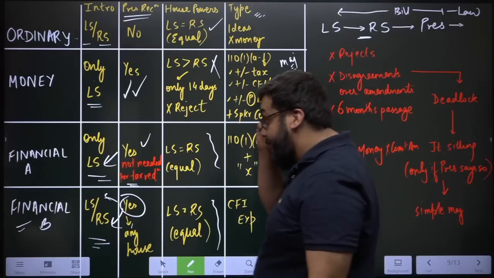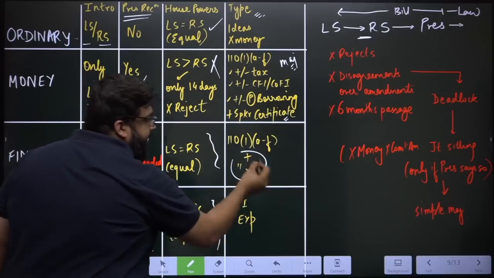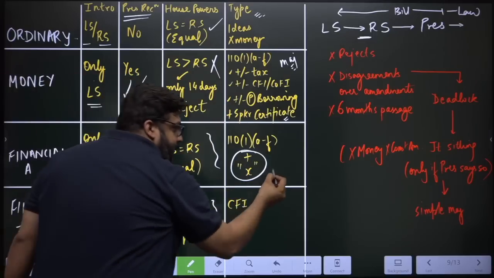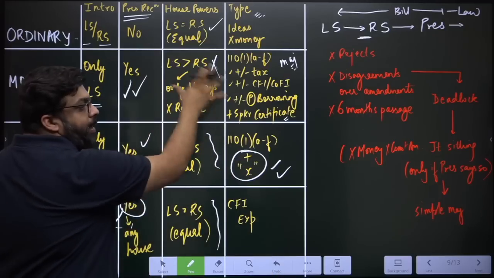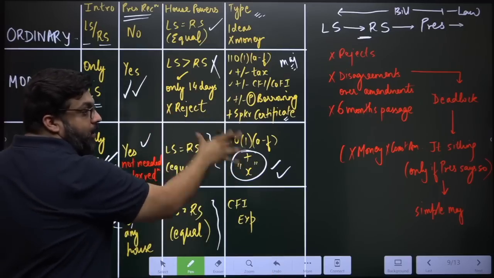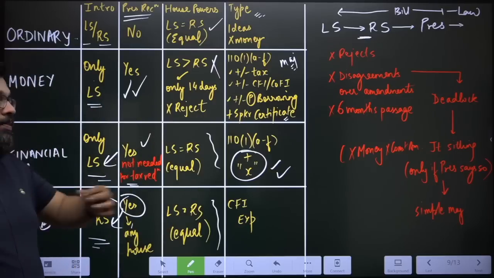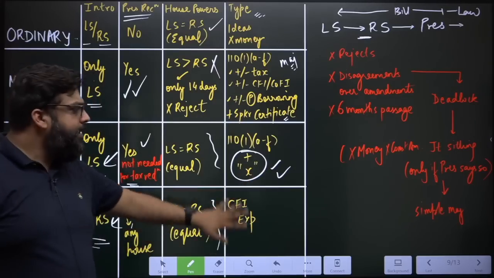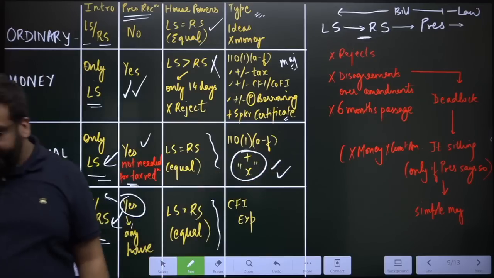I'll give you a simple example, right? Now financial A is all of this plus something else. And this plus something else is actually fairly important. The money is a byproduct. It's not the primary element. And in financial bill B, it is basically to do with expenditures, and financial bill A is largely to do with taxation.